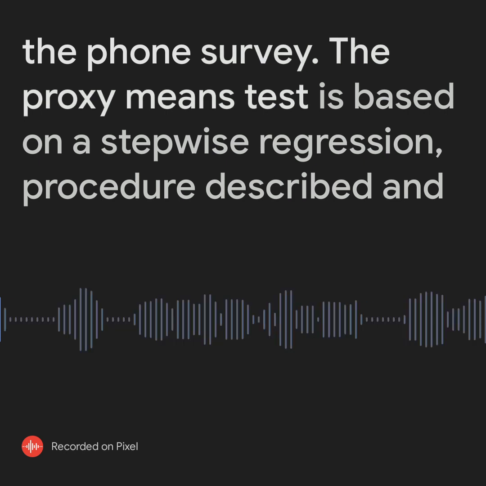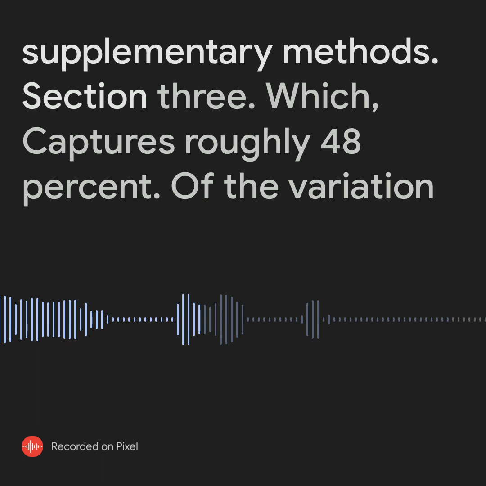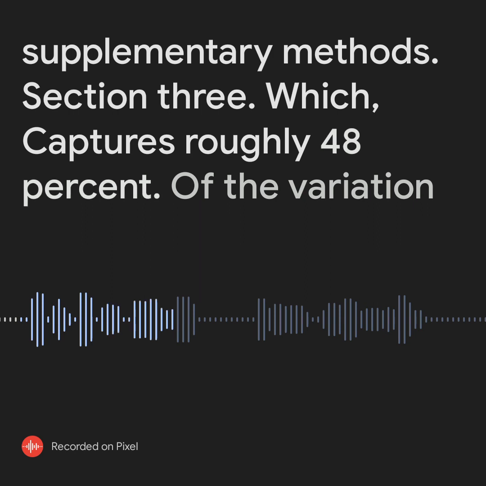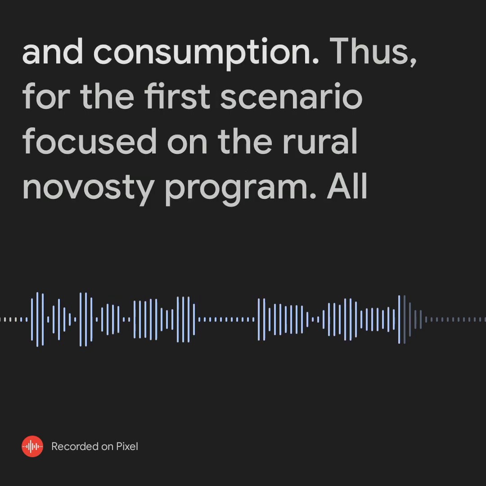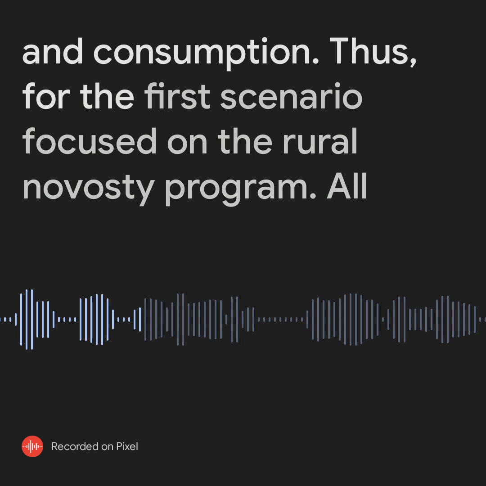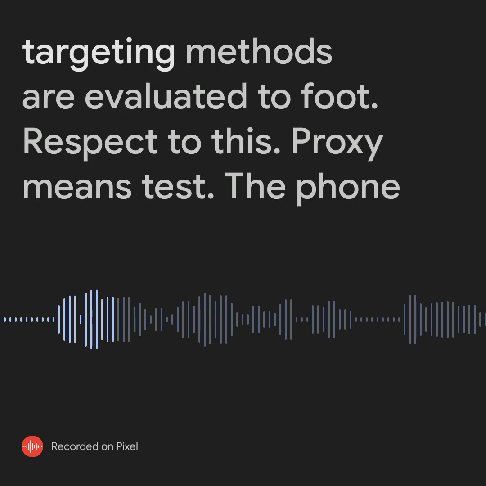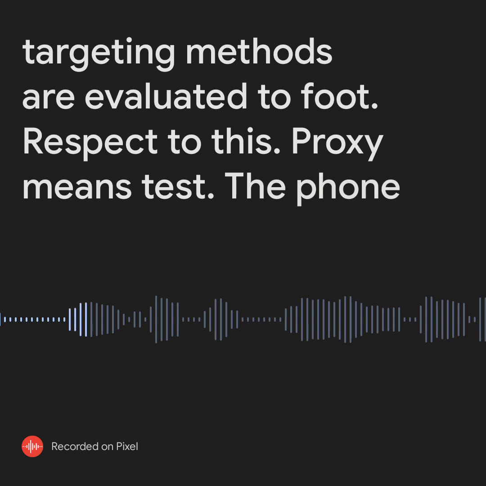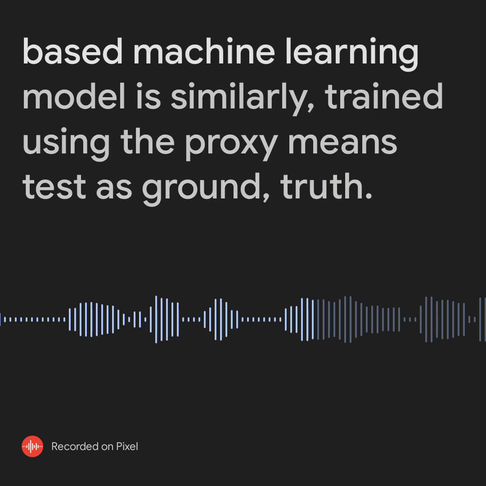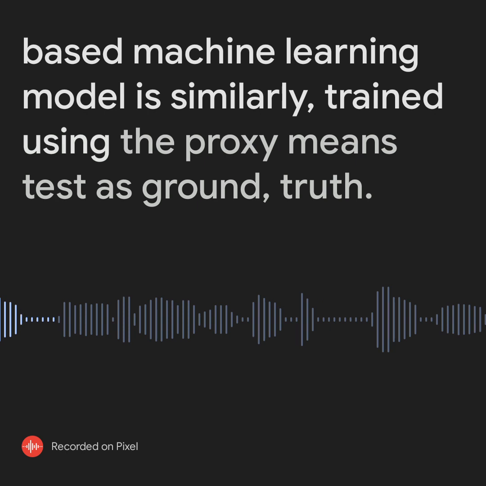The proxy means test is based on a stepwise regression procedure described in Supplementary Methods, Section 3, which captures roughly 48% of the variation in consumption. Thus, for the first scenario focused on the rural Novissi program, all targeting methods are evaluated with respect to this proxy means test. The phone-based machine learning model is similarly trained using the proxy means test as ground truth.